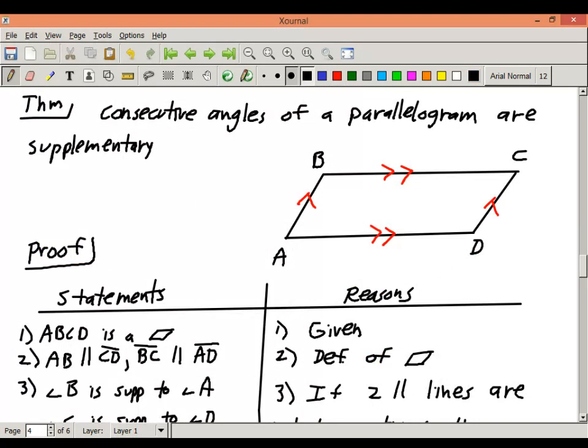Okay, third theorem. We got 4 today. Third theorem. Consecutive angles of a parallelogram are supplementary. So consecutive angles, you might remember, mean next to. So A and B are consecutive angles, B and C are consecutive angles, C and D are consecutive angles, and D and A are consecutive angles. So we're going to prove that they are supplementary.